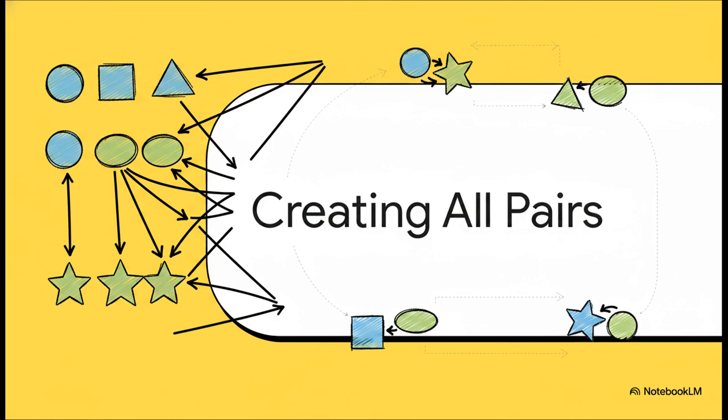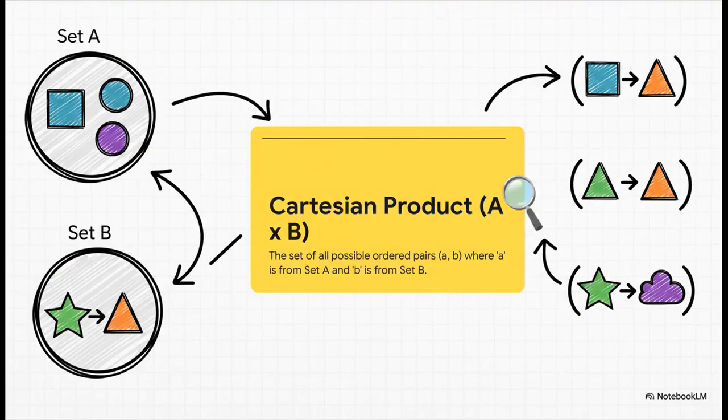Okay, so before we can zoom in and define one specific relationship, we first need to zoom out, way out. We have to build a kind of universe that contains every single possible pairing between our two groups. And the tool for that job is called the Cartesian product. I know, it sounds a little intimidating, but the idea is actually super simple.